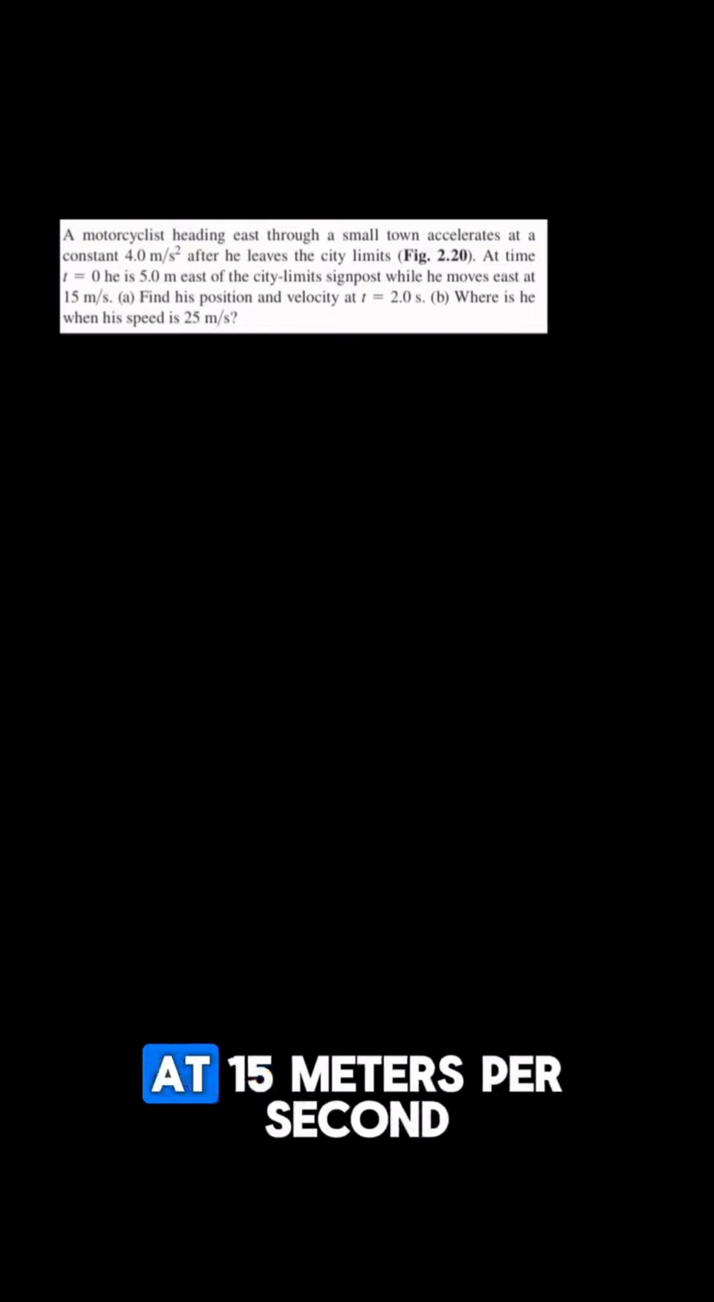A cyclist heading east through a small town accelerates at a constant 4 meters per second squared after he leaves the city limits. At time t equals 0, he is 5 meters east of the city limits signpost, while he moves east at 15 meters per second. A. Find his position and velocity at t equals 2 seconds. B. Where is he when his speed is 25 meters per second?